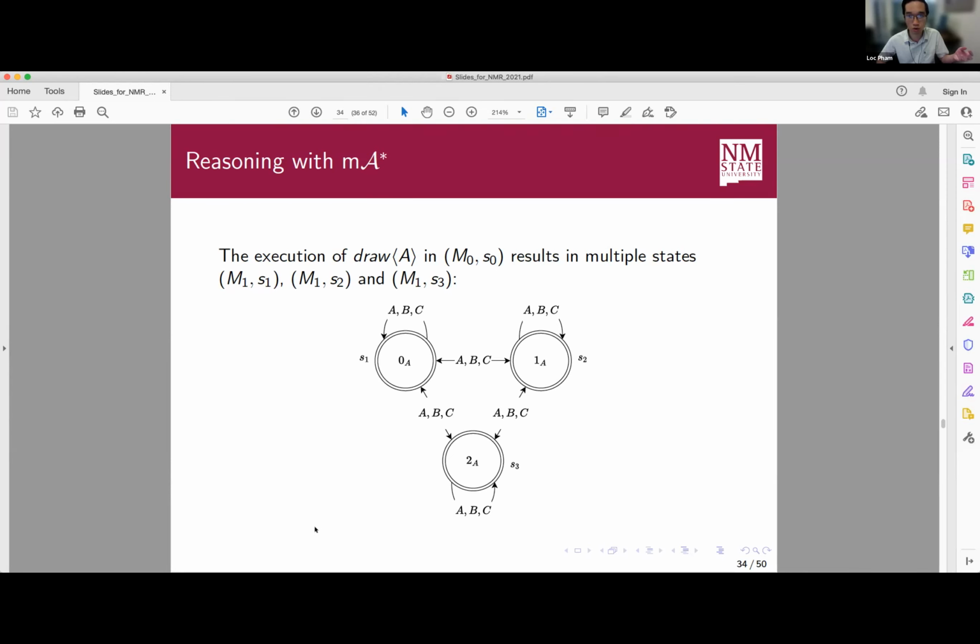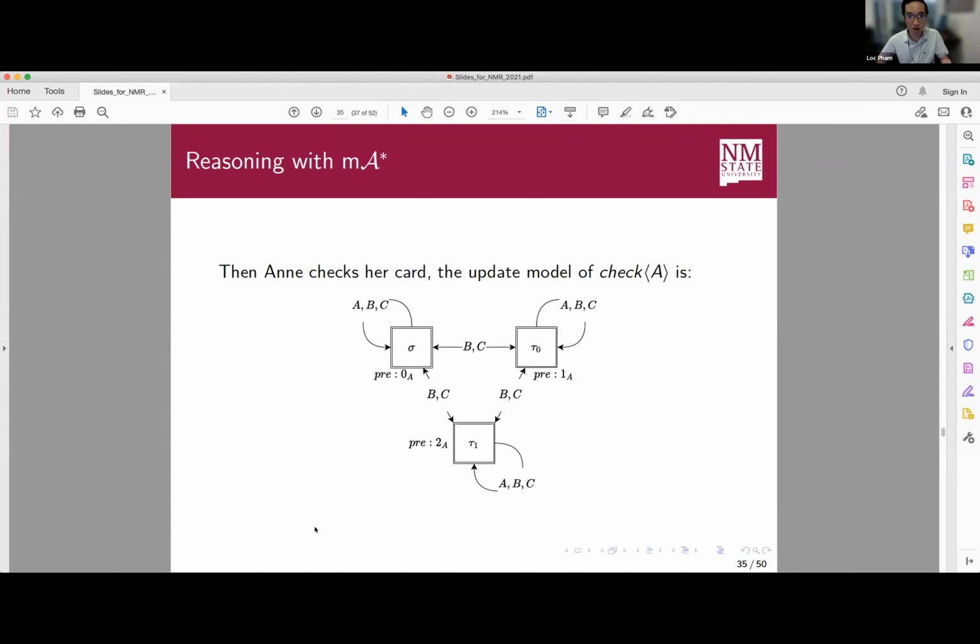So there are three possible states right now, where each state encodes that Anna has K0 or K1 or K2. After Anna checks her card, the update model only allows Anna to know the value of her card, but Bill and Cass do not know that value.